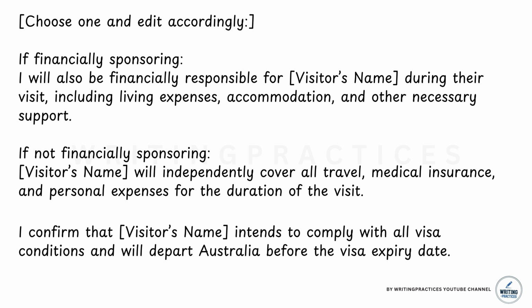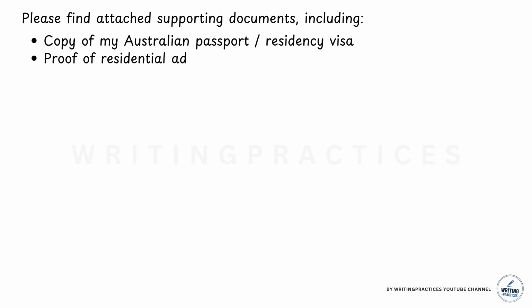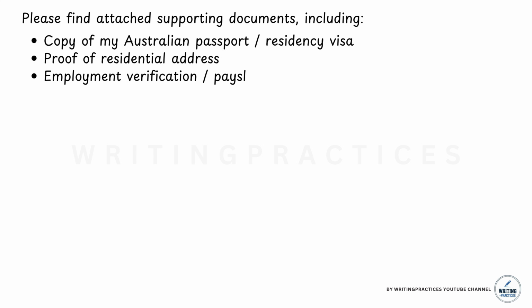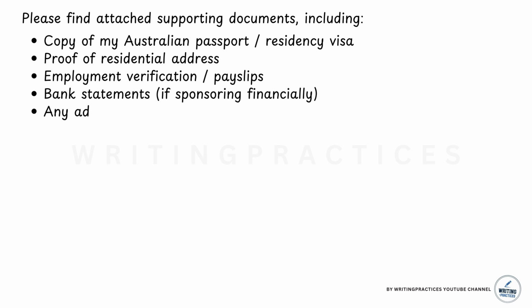Supporting documents section. List the supporting documents attached to the application. Example, please find attached supporting documents including copy of my Australian passport or residency visa, proof of residential address, employment verification or payslips, bank statements if sponsoring financially. These documents support the claims made in your invitation letter and provide evidence for verification. Strong supporting documents can make the application more convincing. Submit clear and updated copies only.